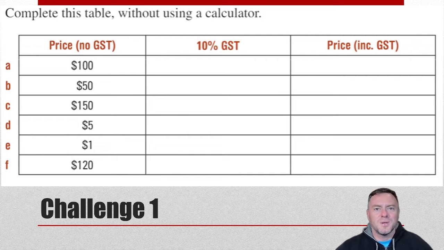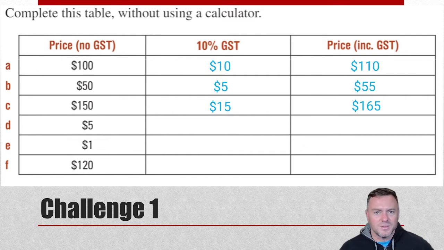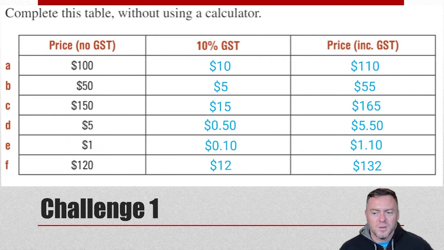Okie dokie. So for the first one, 10%, you just have to shift it across one decimal place and you would have got $10. So then the price including GST is the 100 plus the 10, which gives you $110. 10% GST of $50 is $5, and then the final price is $55. If you had $150 with no GST, $15 worth of GST would be applied to make it $165 as the final price. For $5, you get 50 cents, which gives you $5.50. $1 would be 10 cents, so you get $1.10, and then 120 would be $12, so it'd be $132.